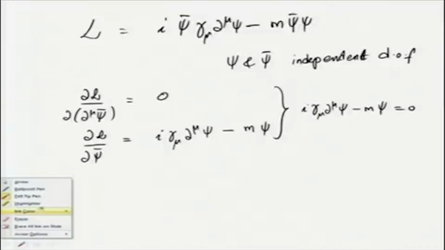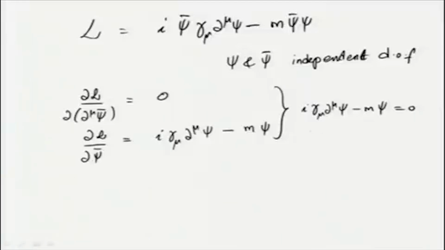Indeed, we recognize this as the Dirac equation. So, this Lagrangian gives us the Dirac equation.